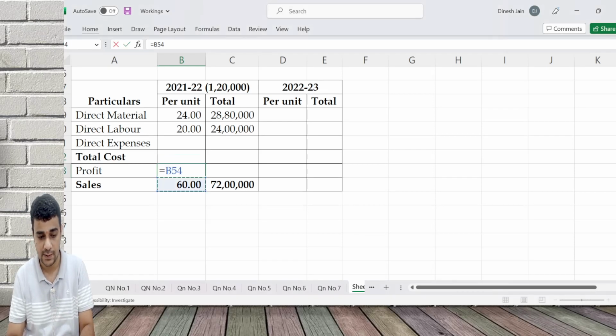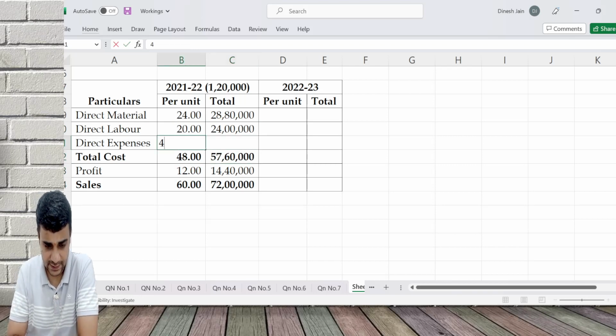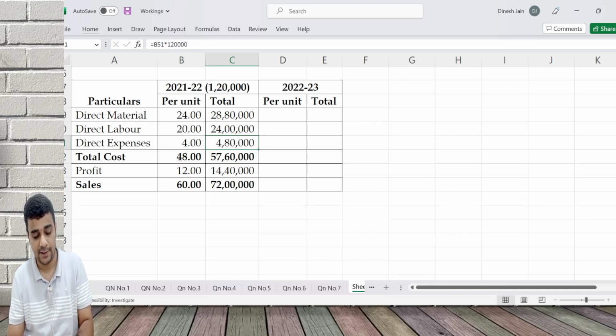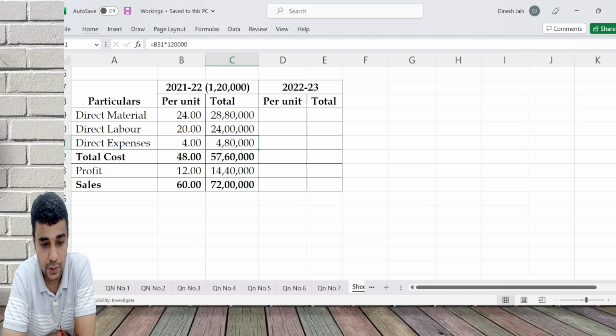So profit margin is 1/5 on sales, and the balancing figure will give me the overall cost. Direct expenses is the balancing figure, which in this case is 4 rupees. This takes care of the 2021-22 statement: material cost 24, labor cost 20, expenses 4 rupees, total cost is 48, profit is 12, sales is 60.